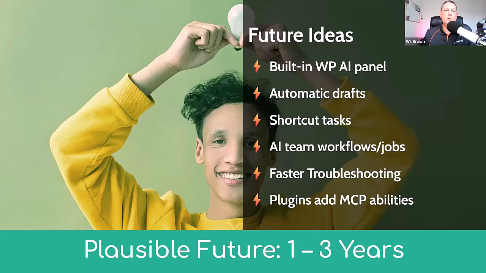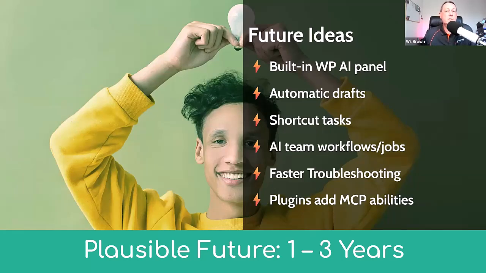Shortcuts, tasks for owners and designers as well. So you could click a button that says, check my site for anything weird. And behind the scenes, AI uses MCP abilities to look for broken links, slow pages, missing text, alt tags, all that kind of stuff that you don't want to do, but kind of needs to be done. And then it can give you a tidy report. So that's stuff that could happen.